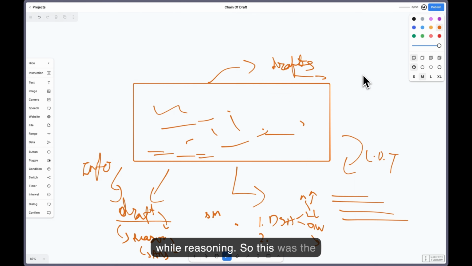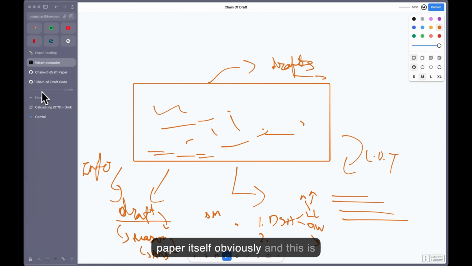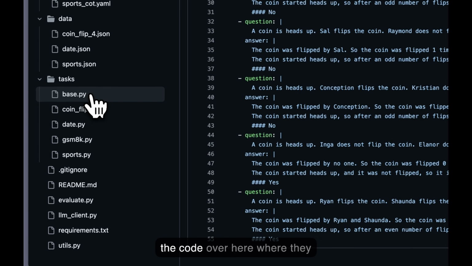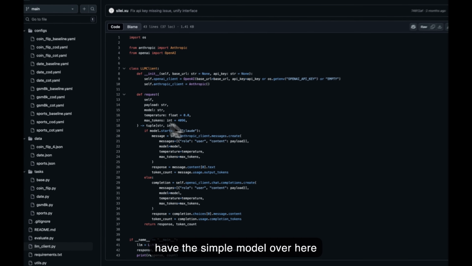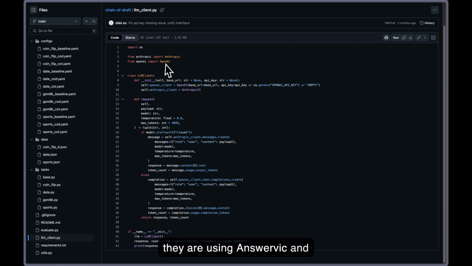So this was the paper itself, obviously, and this is the code over here, where they have the simple model. Over here they are using Anthropic and OpenAI. They have compared a Claude 3.5 Sonnet model and I think GPT's model. This is the chain of thought system prompt, and this is the chain of draft system prompt. So this is the baseline one, right? This was the chain of draft and this was the chain of thought. You can see that it's more.